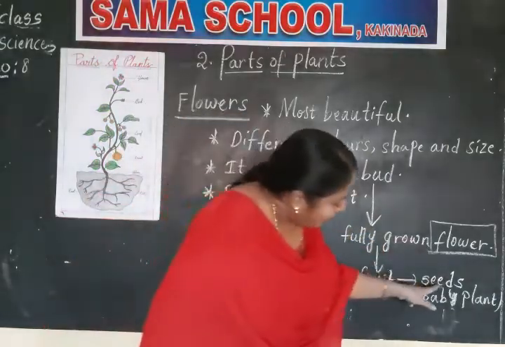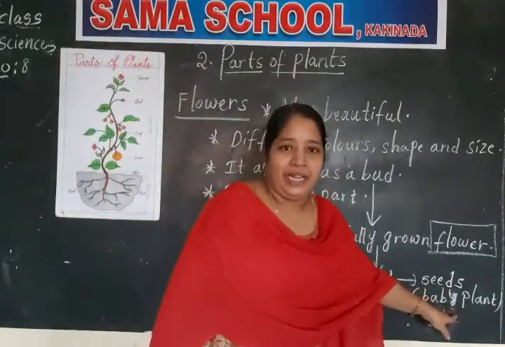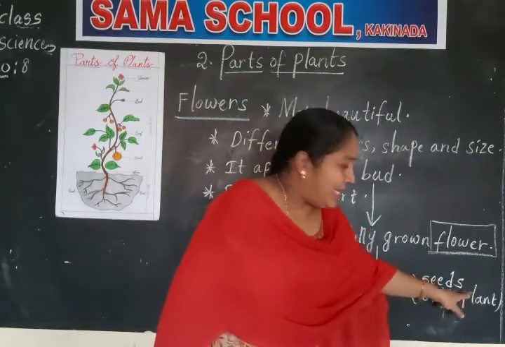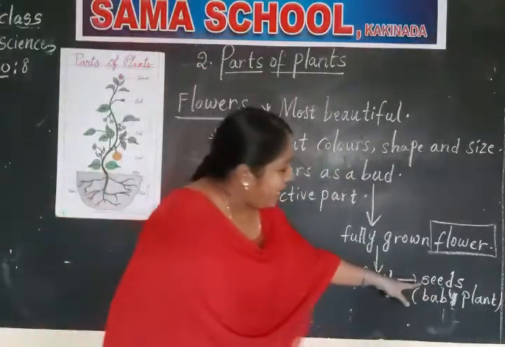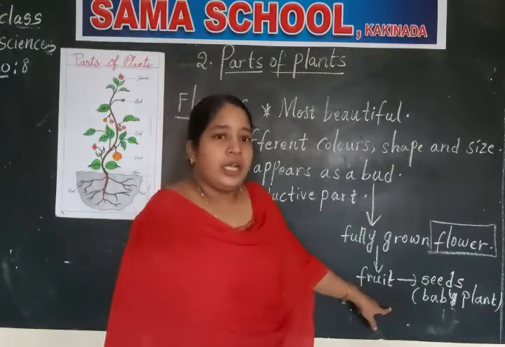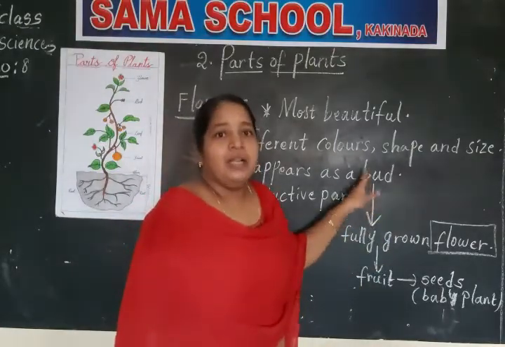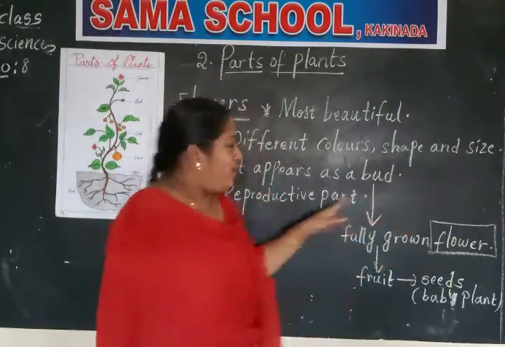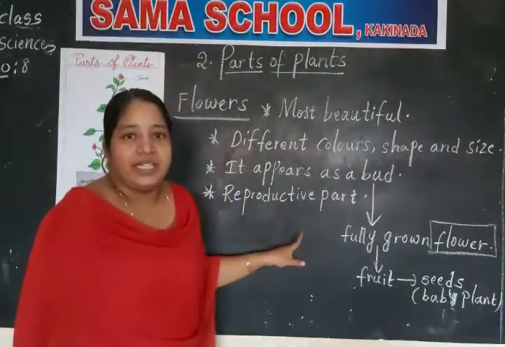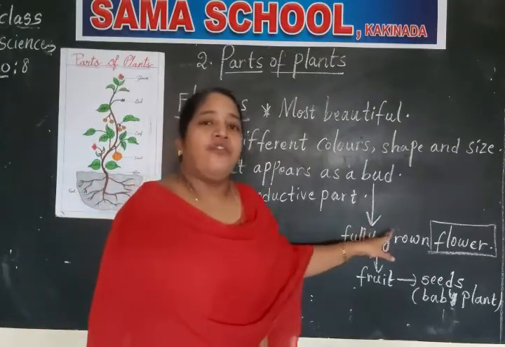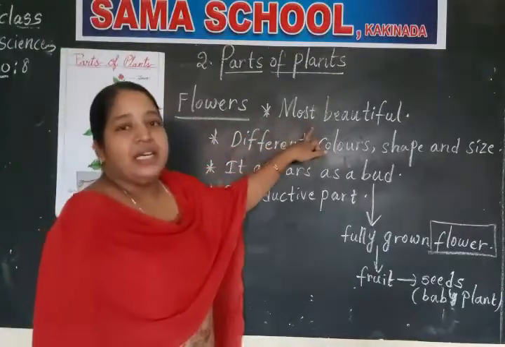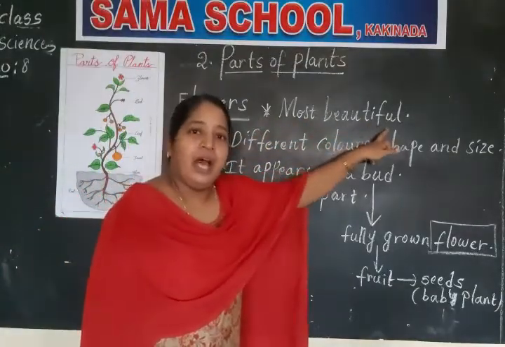And from the seeds, we will get the baby plant. And from where will you get the seeds? From the fruit. And the flower changes into fruit. So ultimately the flower gives seeds. That's why flower is the reproductive part of a plant. Clear, children? Now tell me, flower is the most beautiful part of the plant.